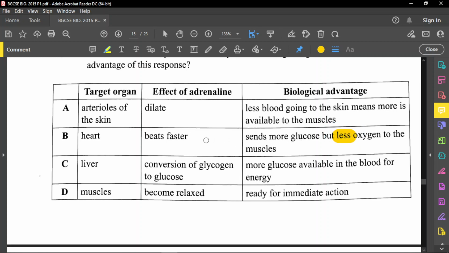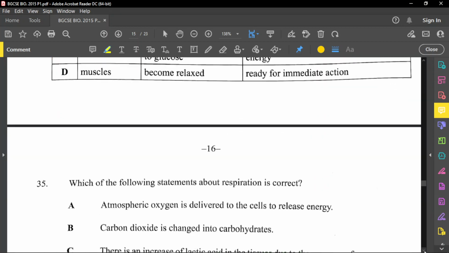All right, but this is true that the heart beats faster and it sends more glucose and more oxygen to the muscle to make more energy, so you respond faster. The liver's conversion of glycogen to glucose, that is also true. More glucose is available in the blood for energy. Yes, this sounds really good. All right, and let's say D, so muscles become relaxed, ready for immediate action. It's supposed to be contract, ready for immediate action. So the muscles contract, ready to give out an action. All right, let's quickly jump to the next question.